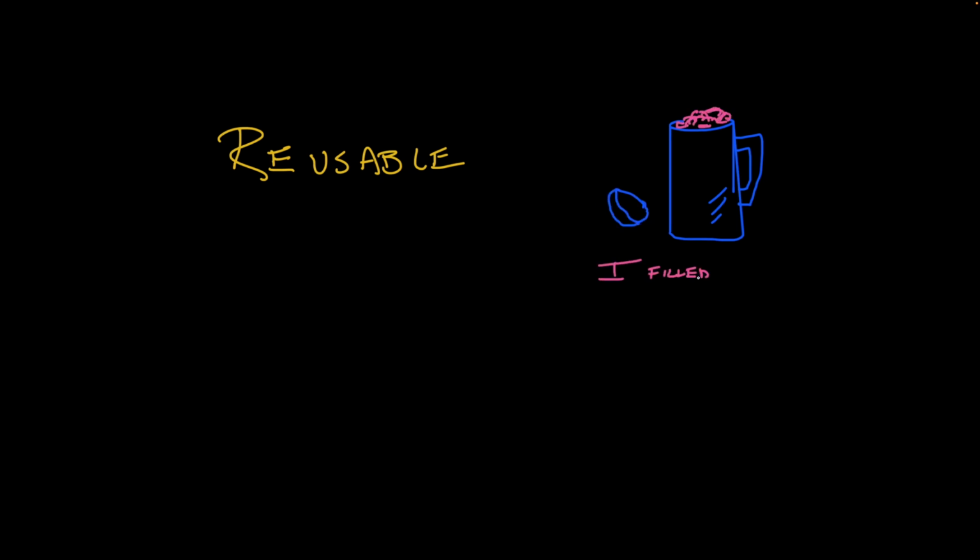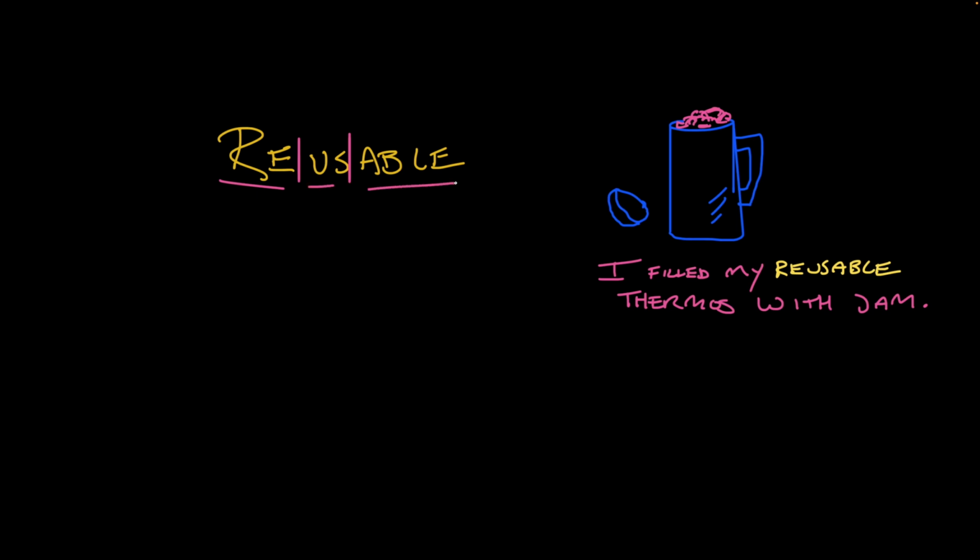Take the word reusable. I filled my reusable thermos with jam, a very normal thing to do. Doesn't everyone keep their jam in an insulated metal flask? Don't answer that. Now, I'll divide this word up into 3 parts. We got re, we got use, and we got able. Reusable.